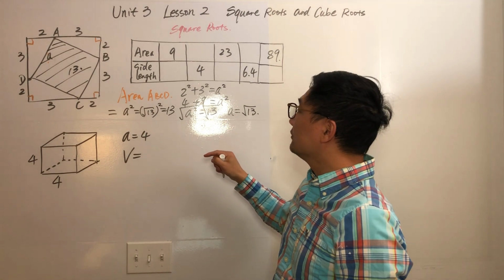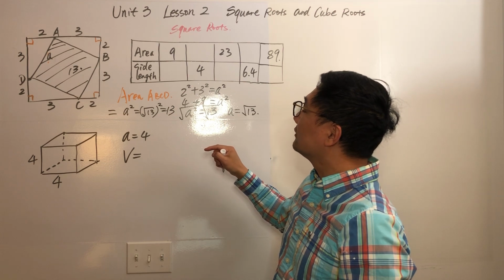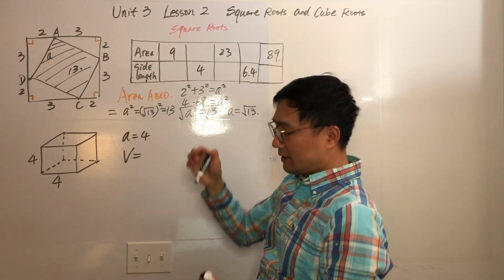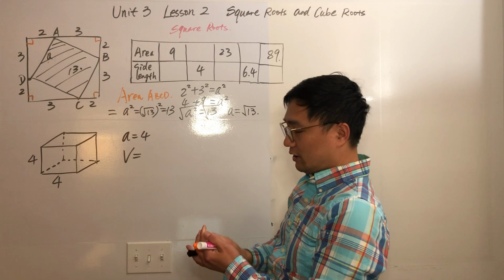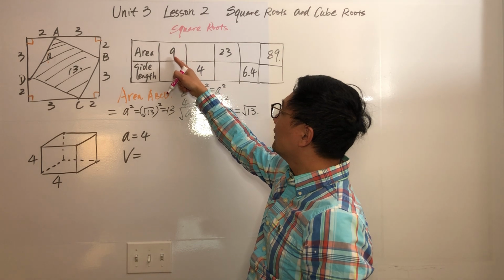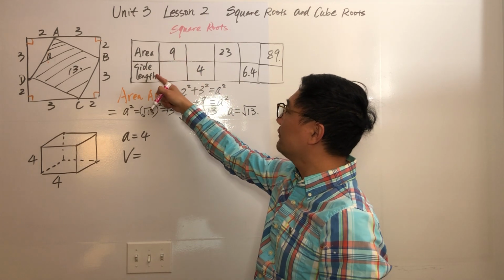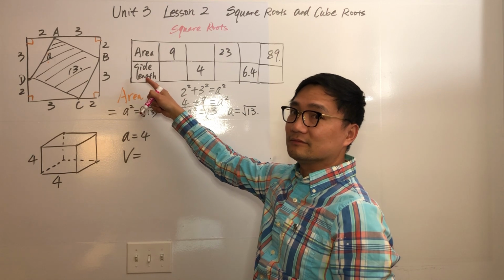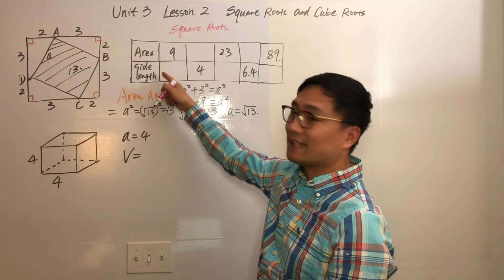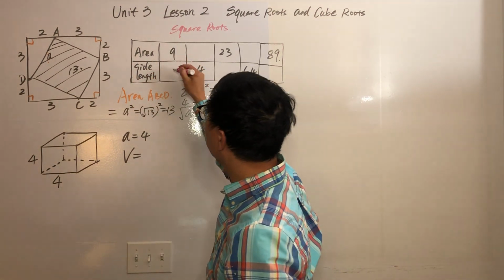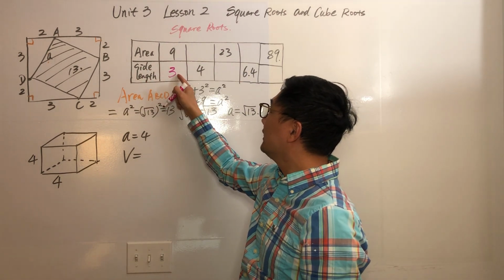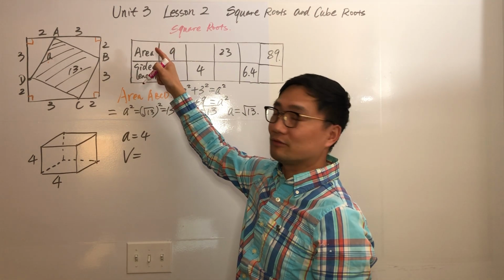Now, to understand the square root well, I give you a table here and some questions. Example: if the area of the square is 9, how can we find the side length? Obviously, you just need to take the square root of 9 to find the side length, right? Square root of 9 is 3. So the side length is 3, and the area of the square is 9.